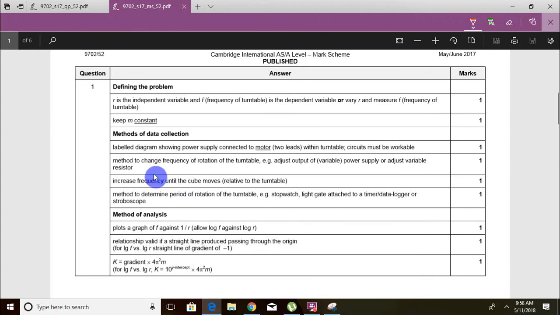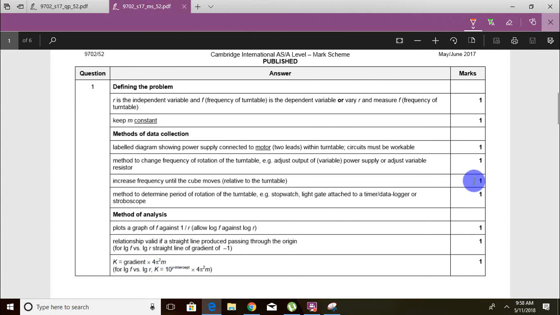Method to change the frequency of rotation of the turntable: adjust the output of the variable power supply or adjust the variable resistor. 4 marks. Increase the frequency until the cube moves relative to the turntable. Method to determine the period of rotation: stopwatch or light gate attached to a timer, data logger or stroboscope. F against 1/r. Straight line through the origin. Gradient equals 4 pi squared m.